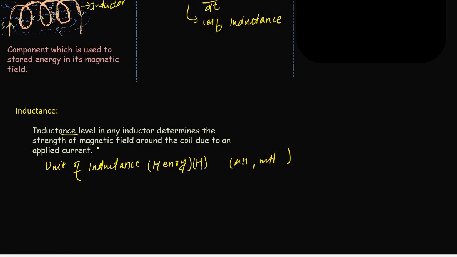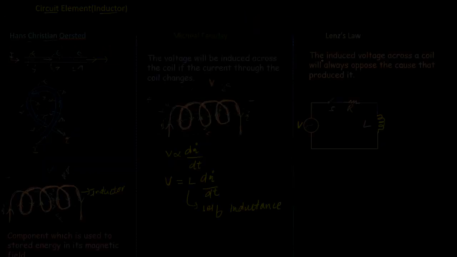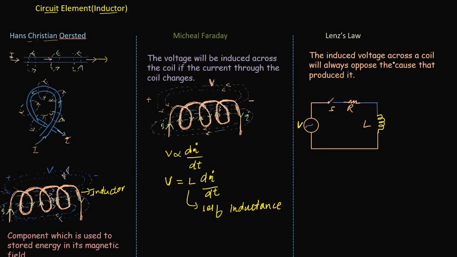Now to find out the direction of induced current in the coil, we can use Lenz's law, which states that the induced voltage across a coil will always oppose the cause that produced it. Now to understand this law in a more brief way, let's take an example in which we have an AC voltage source connected in series to a switch, a resistor and an inductor. Initially when this switch is open, there is no current flowing in this circuit. So as a result, there is no voltage induced across the terminals of this inductor.